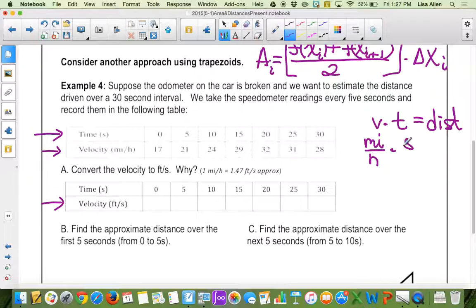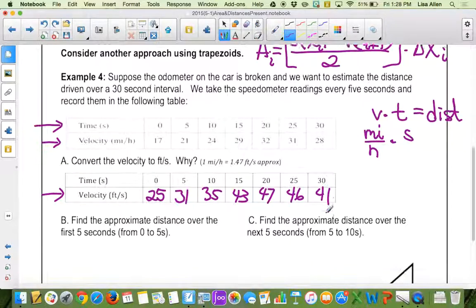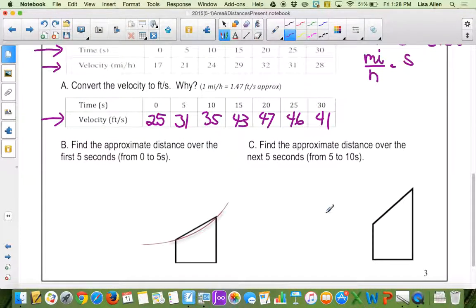So let's just put these in here. You could multiply by 1.47. That's the approximate multiplication factor to get from miles per hour to feet per second. But we'll go ahead and just put the values in. So 17 miles per hour is 25 feet per second. We'll just fill in 31, 35, 43, 47, 46, and 41.